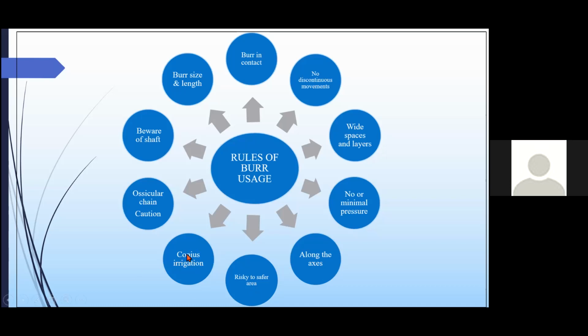And copious irrigation should always be available, whatever structures, whatever burr we are using, more so in the case of diamond, as I told. And one must be careful about the ossicular chain, because any time a drill touches the ossicular chain, it will lead to SNHL, and it's an unforgivable mistake actually. We should be aware of the length of the burr and decide accordingly, and be aware of which structure we are drilling. If the shaft is touching anything, like in the facial recess, the facial nerve may get contacted by the shaft of the burr. We have to be careful about this.